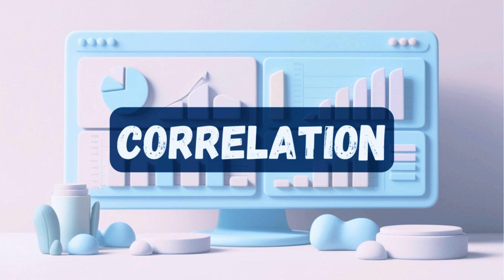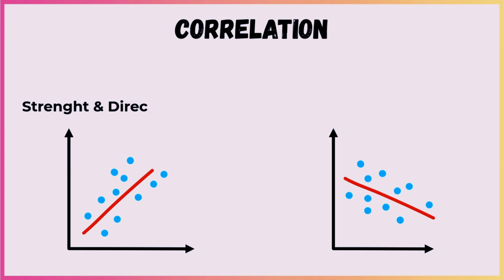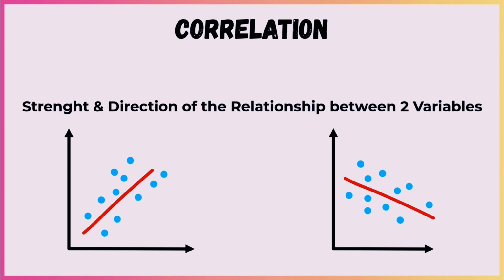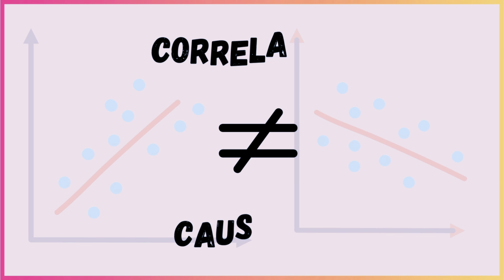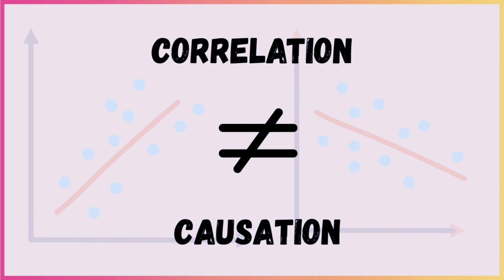The last measure we're going to be looking at today is correlation. Correlation measures the strength of the relationship between two variables as well as the direction of that relationship. A caution note with this though. Correlation does not mean causation, so two variables can move together without one causing the other.